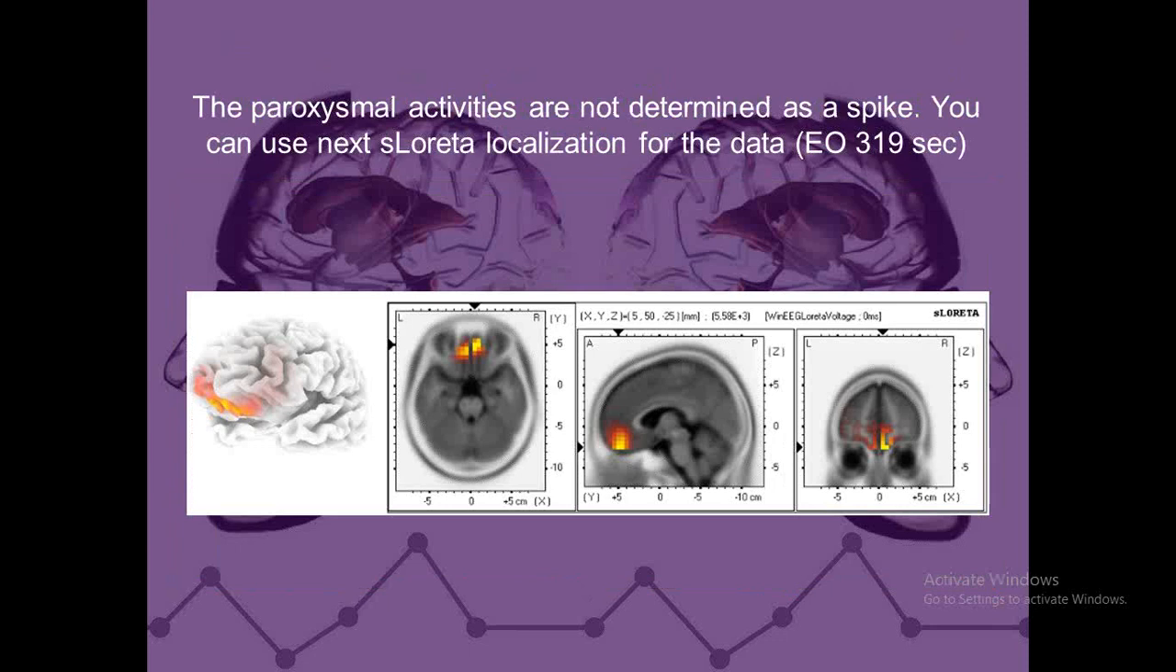I love the sLORETA maps. I think they're wonderful for trying to do some source localization, find out where it's coming from, and try to line it up with that part of the brain that's actually giving you issues or expressing itself as some sort of psychiatric or psychological issues, behavioral issues.